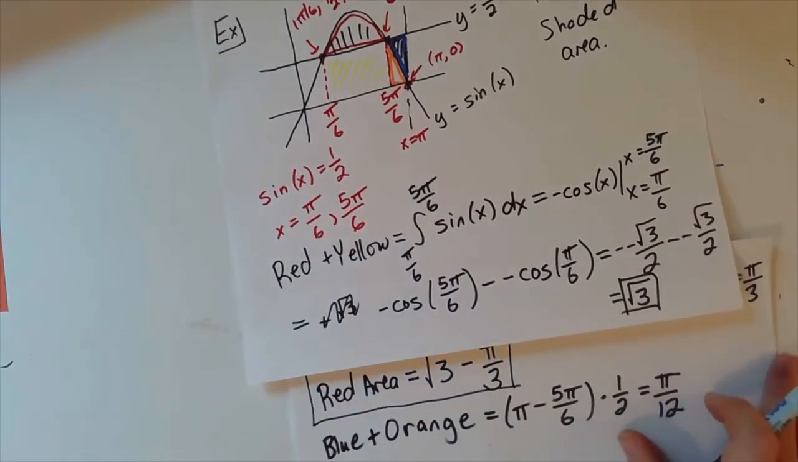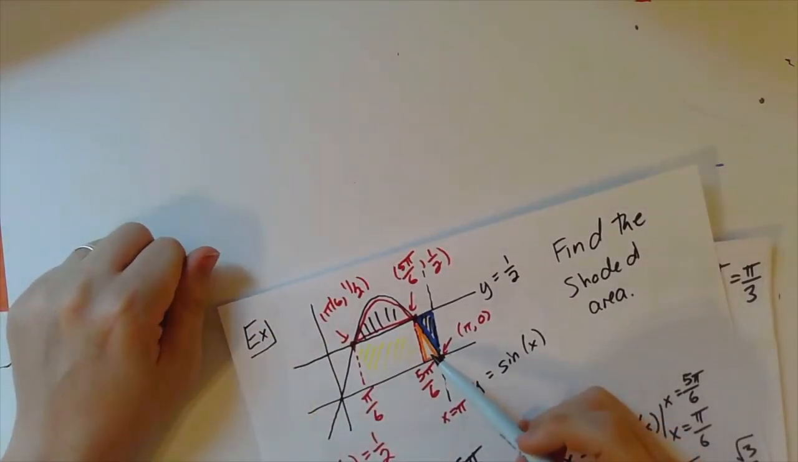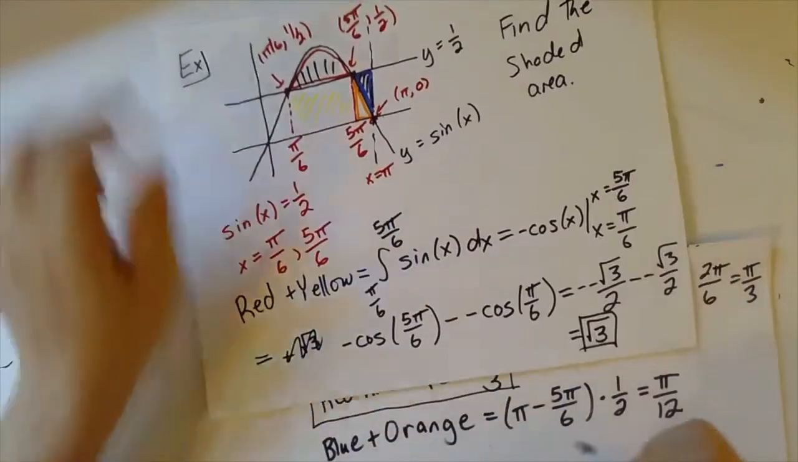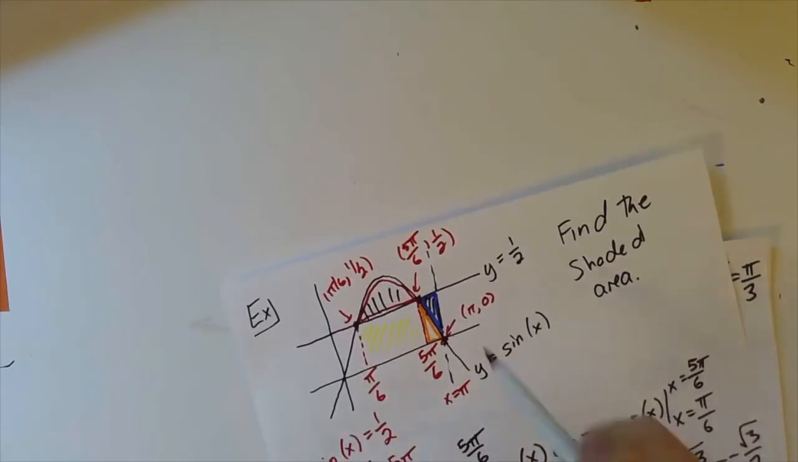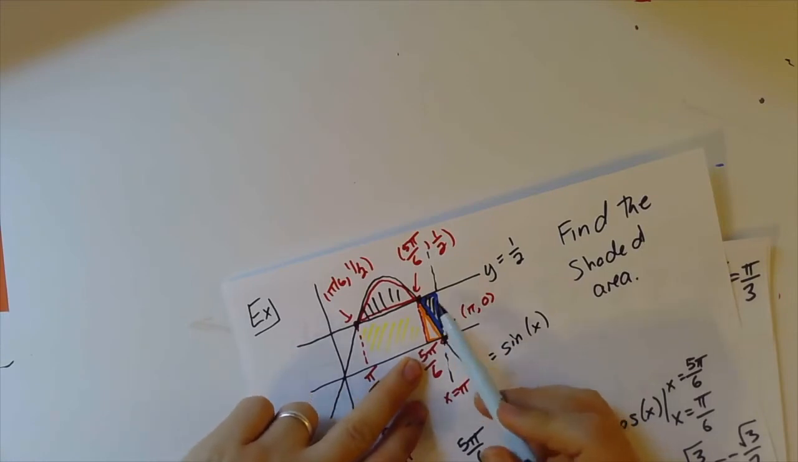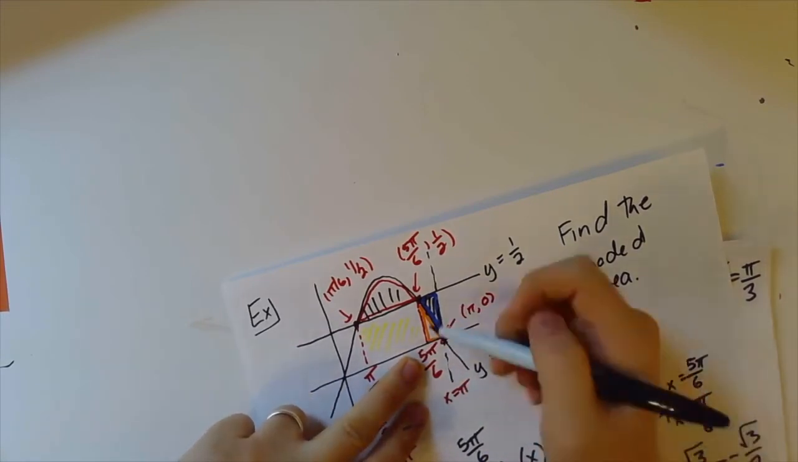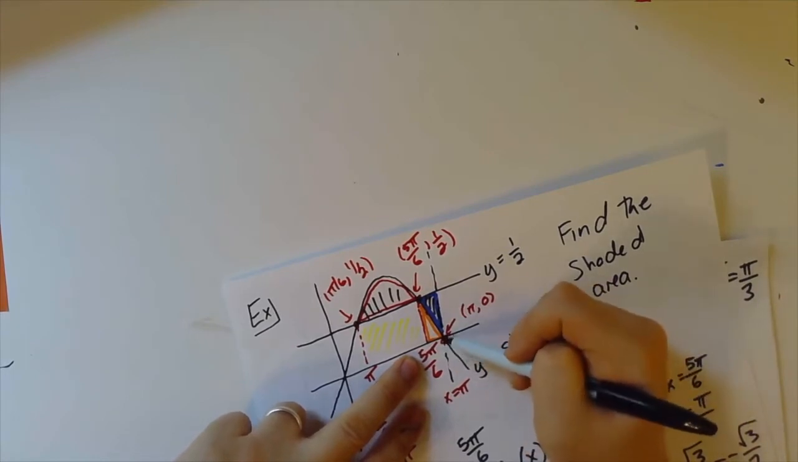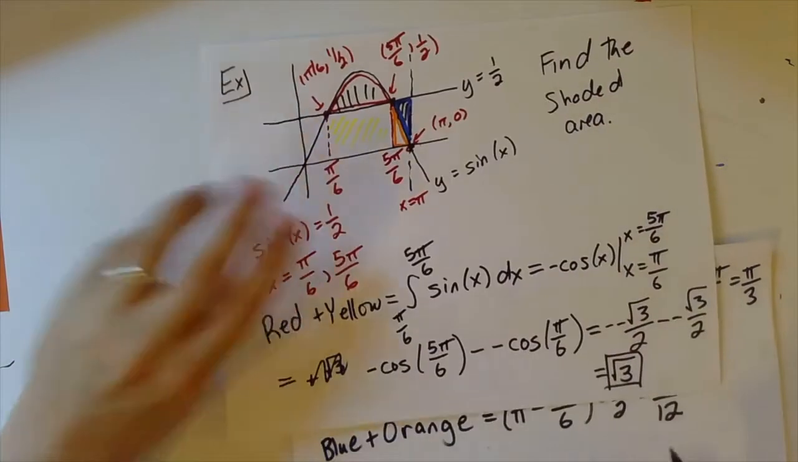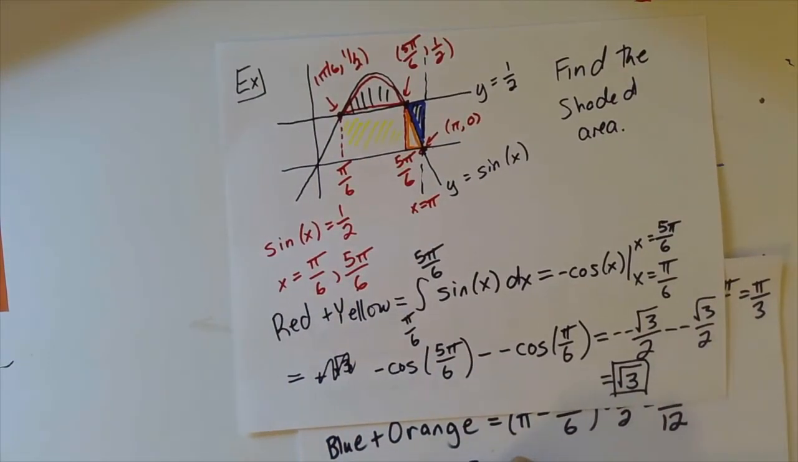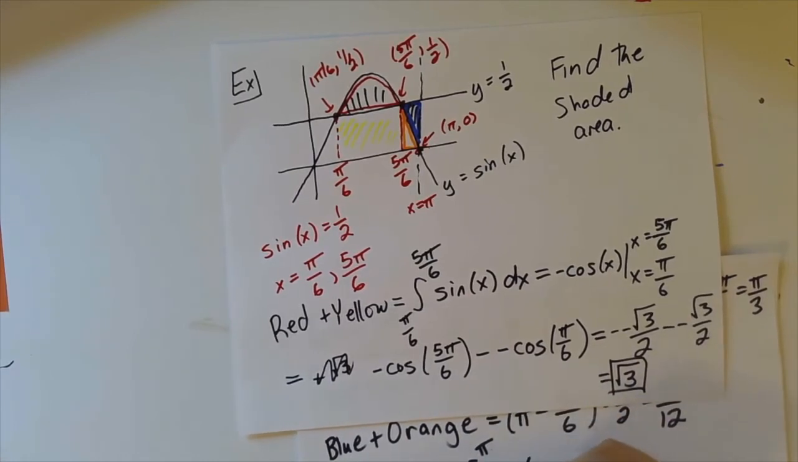But we actually have to take off the orange area, because of course the orange area was not shaded when we started this problem. Okay. So what is the orange area? Well, the orange area is itself just a definite integral. It's the integral from 5 pi over 6 to pi of sine of x, because it's the area, again, bounded on the left by 5 pi over 6, on the right by pi, below by the x-axis, and above by the graph of sine. So the orange area is the integral from 5 pi over 6 to pi of sine of x dx.